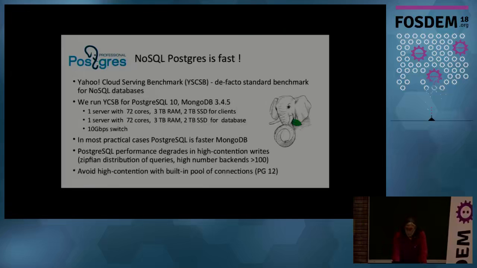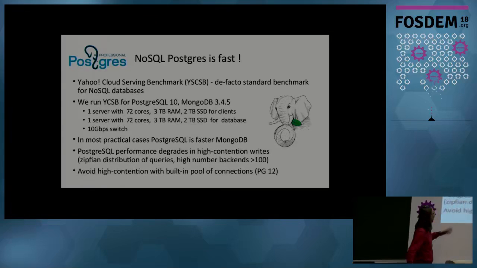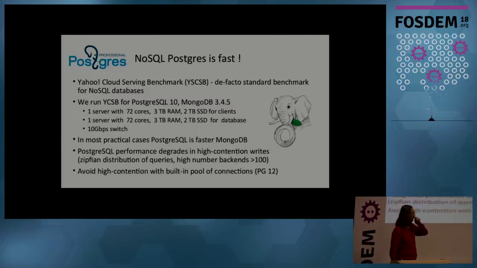Okay, NoSQL is fast. Fast because we tested the YCSB benchmark. It's a benchmark for NoSQL databases on a very huge machine, and we got the result that in most practical cases, PostgreSQL is much faster than MongoDB. The performance of Postgres degrades in high contention writes. This is a known problem, but you get it when you have a higher number of backends, more than 100.